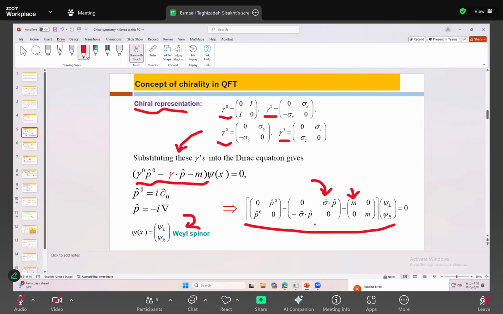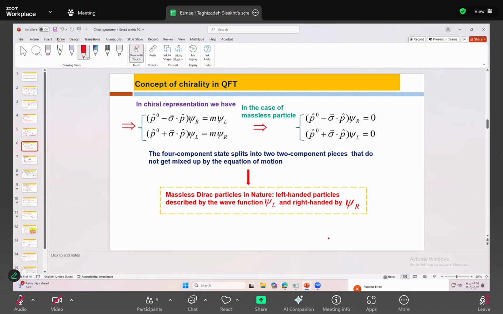And if we finally simplify this equation, we arrive at this final expression. Here you see that the right and the left blocks, or parts of the wave function, are mixing through the mass term on the right-hand side of the equation.